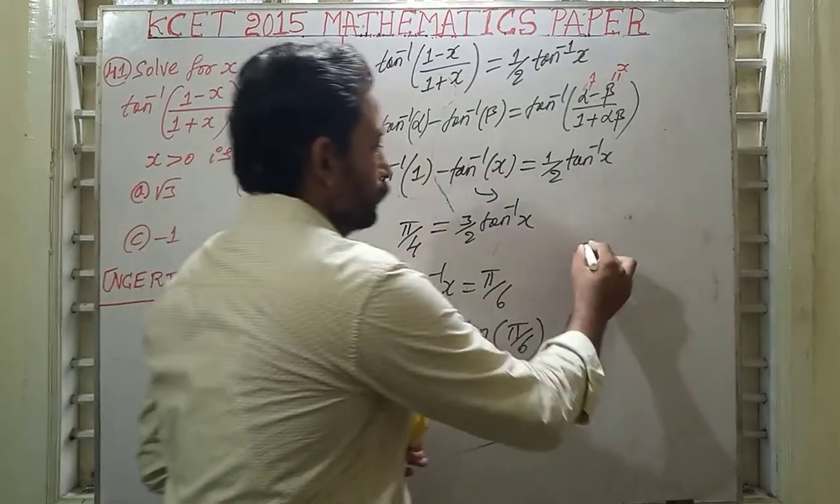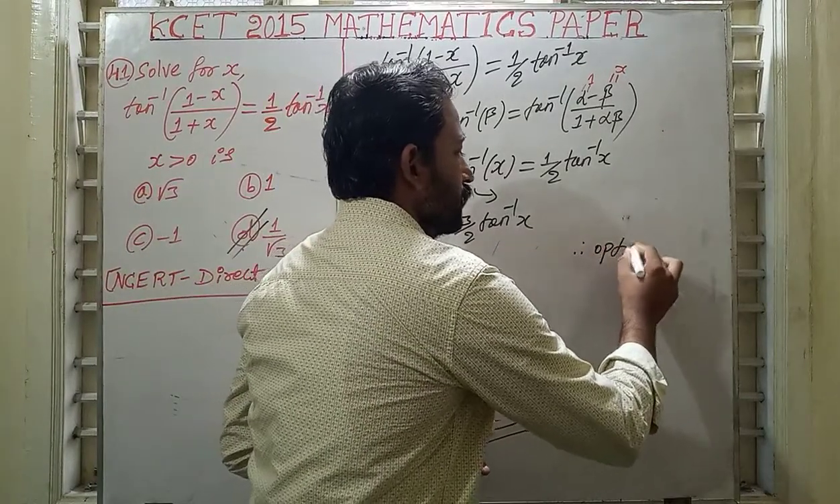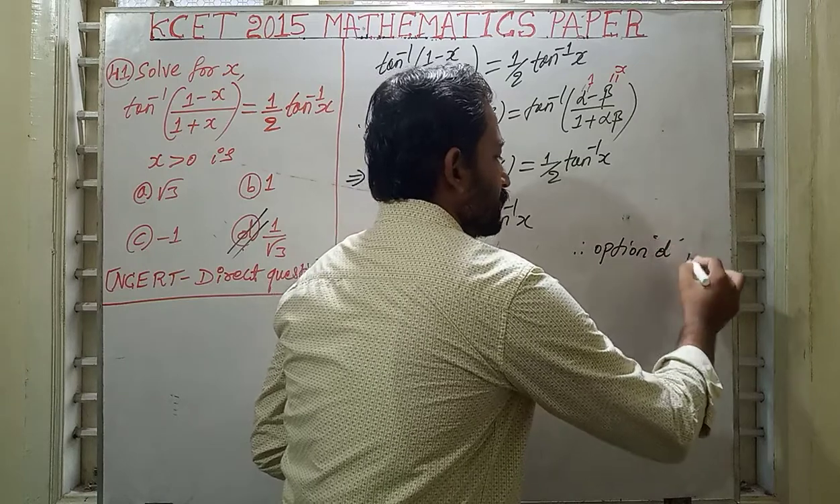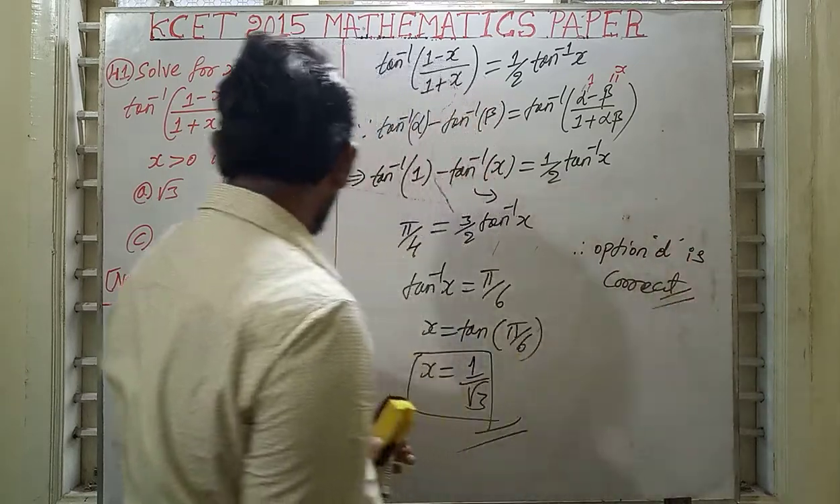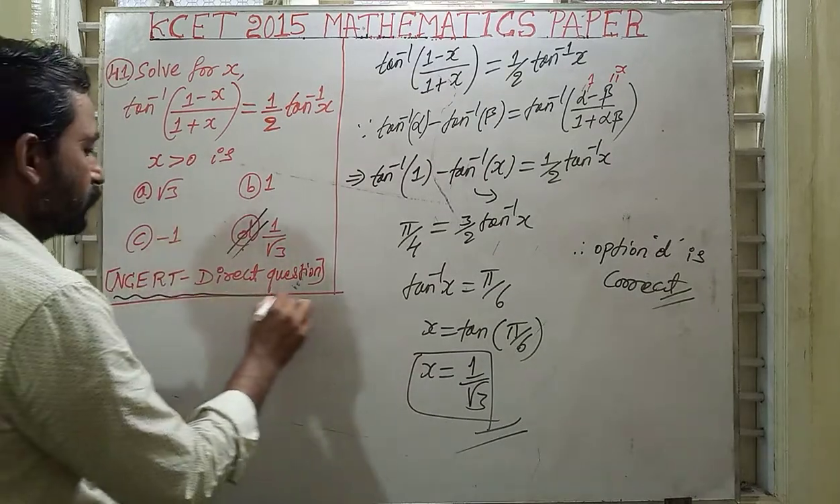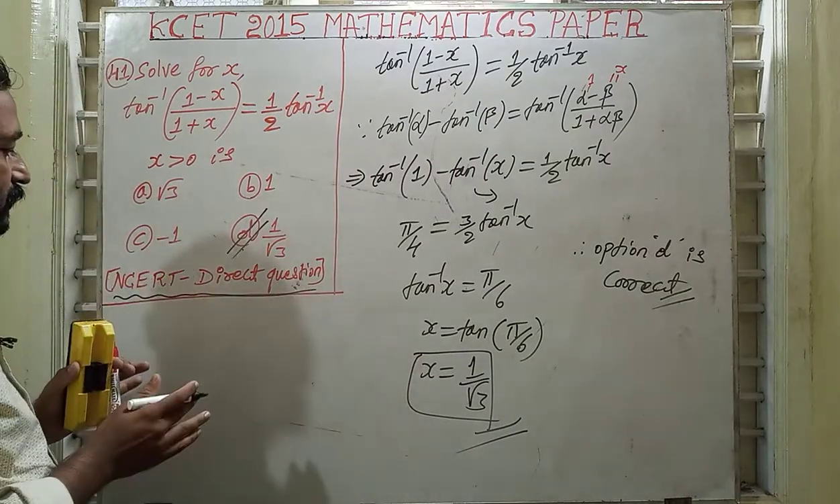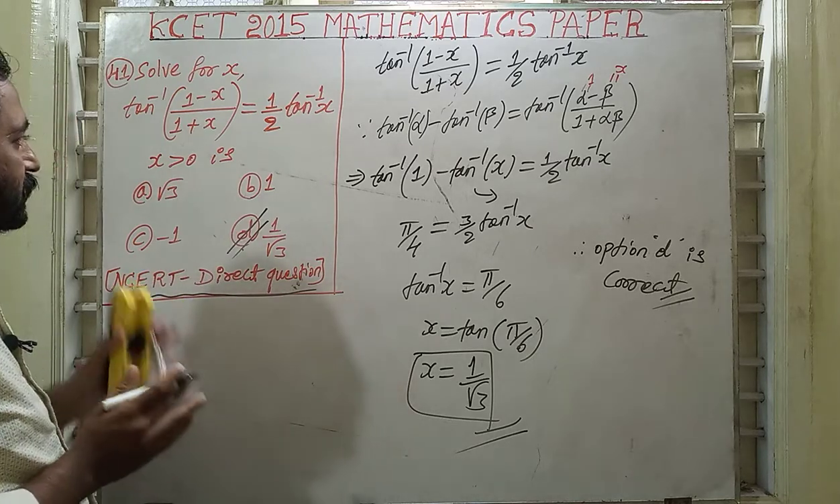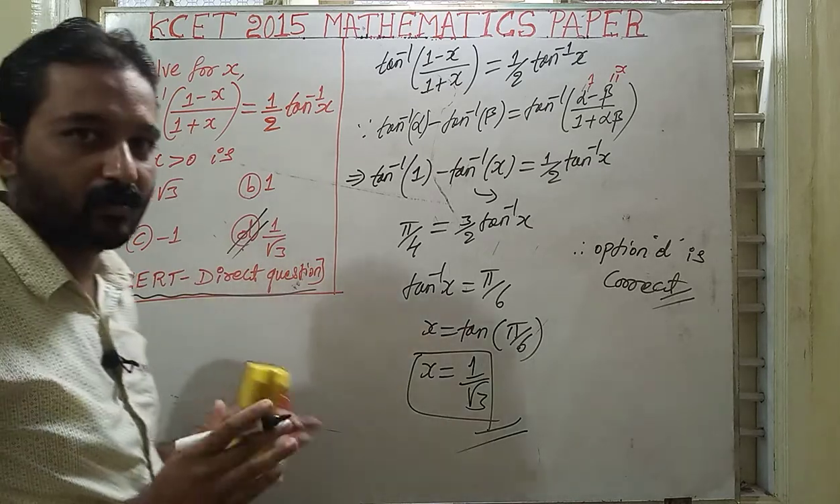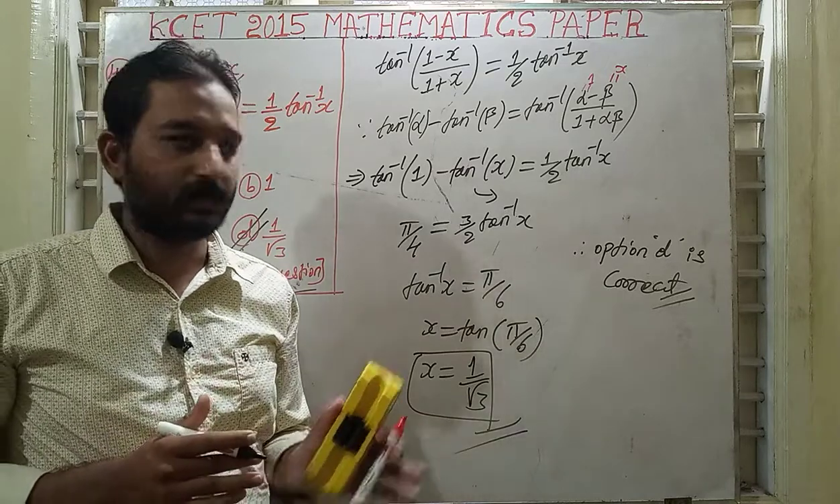So option D is correct. This is an NCERT direct question without any numerical value change. All the students can attempt this question easily because it is already solved in the NCERT textbook.